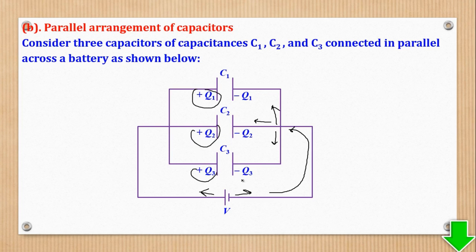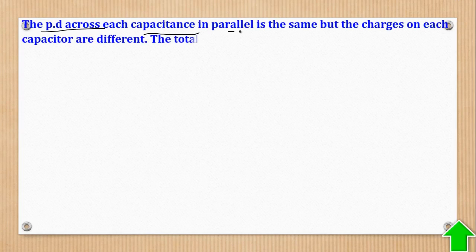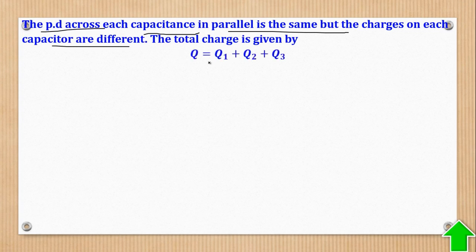Under series, the charge was the same, but when it comes to parallel, the charge will be different. Two, under series, the PD was different, but when it comes to parallel, the PD will be the same. So here you should note that the PD across each capacitance in parallel is the same, but the charges on each capacitor are different. Therefore, the total charge is given by adding all the three. So Q is equal to Q1 plus Q2 plus Q3.